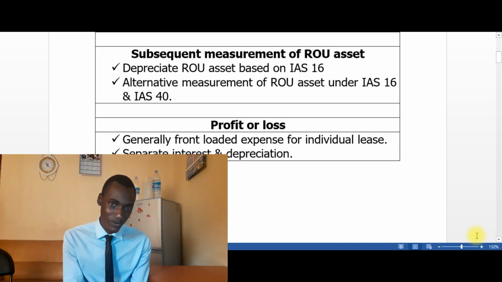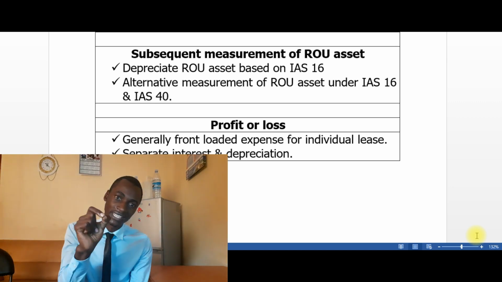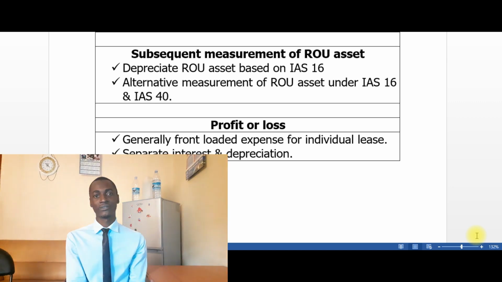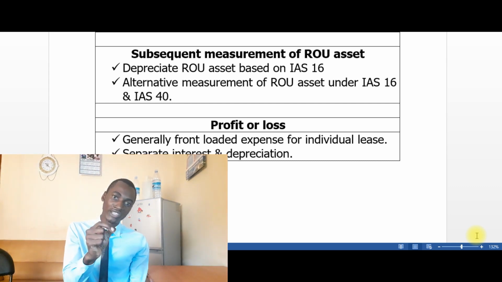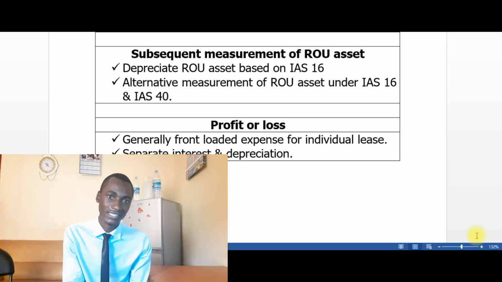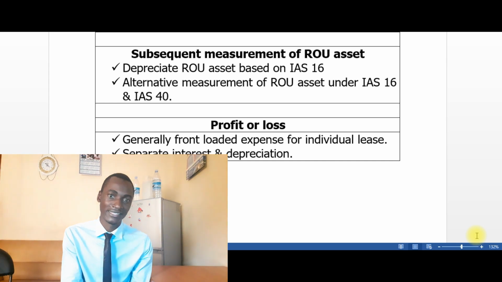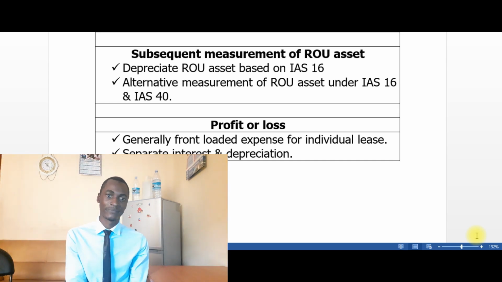Now, in the profit or loss, that is the statement of profit or loss. What do we present in the statement of profit or loss? Now, the moment the contract contains a lease, it means that you have to recognize the right of use asset as well as the lease liability.